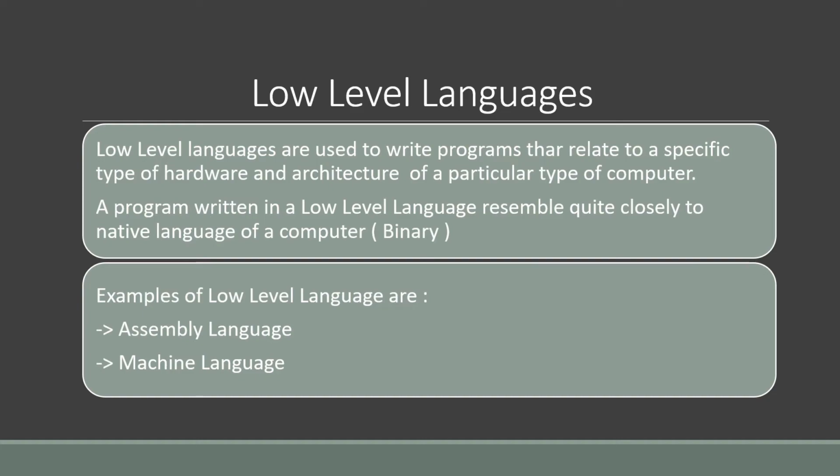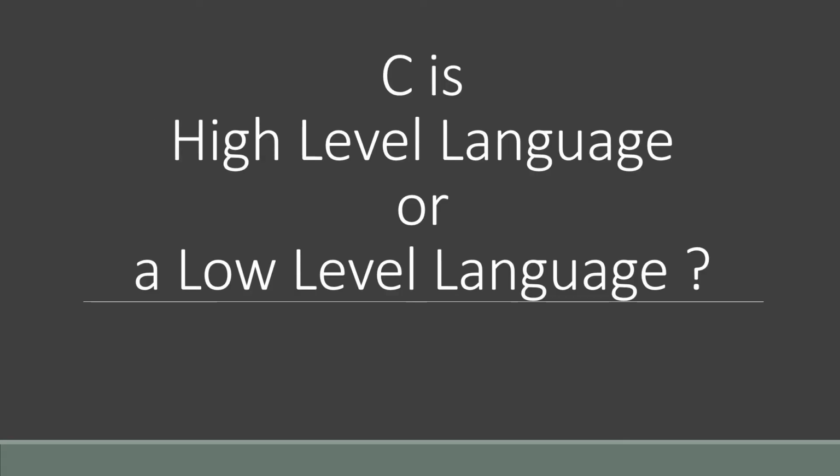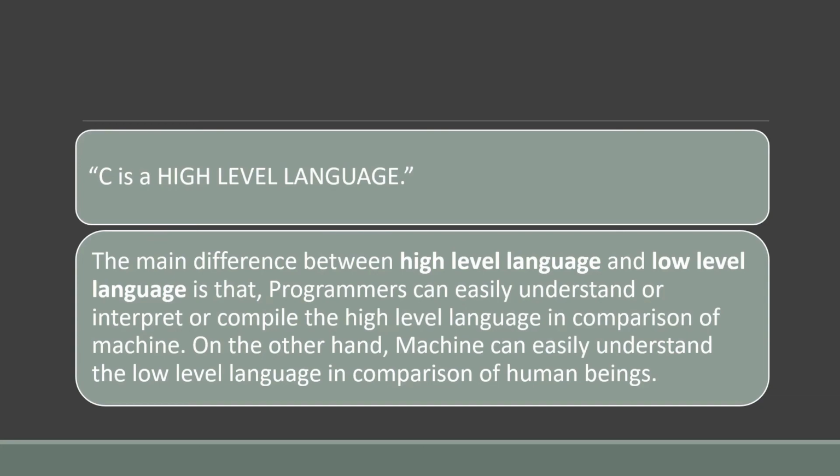After going through all this information about binary, high-level and low-level languages, we can finally address the question whether C is a high-level or a low-level language. The answer to this question is pretty straightforward, and the reasons are also quite obvious. C is a high-level language.